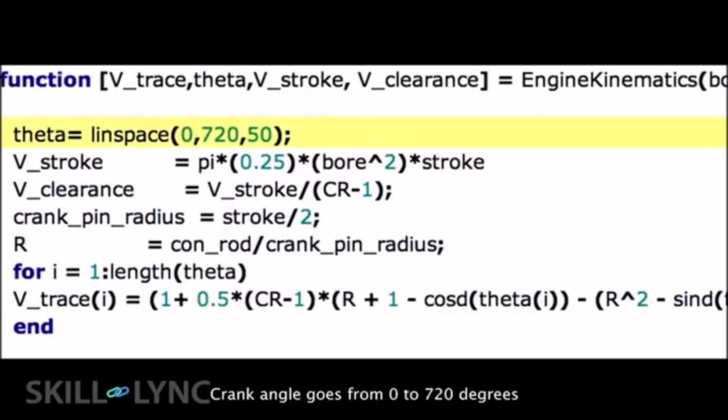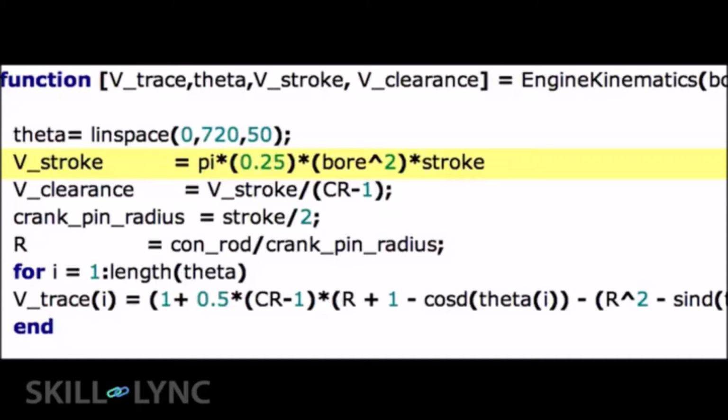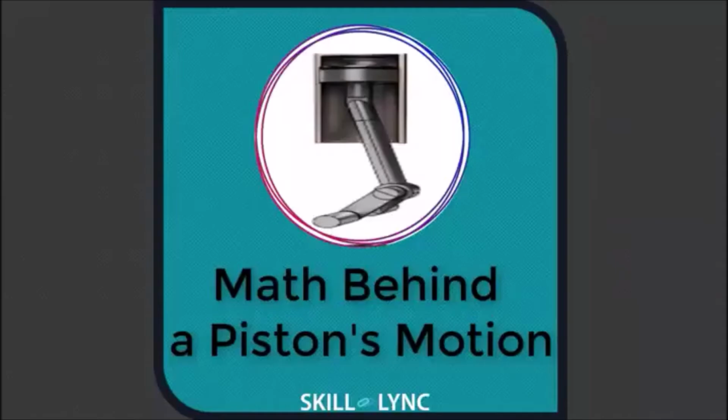We first define an array to store the crank angle, after which we calculate some basic quantities which we are all familiar with. The stroke volume is basically the volume of a cylinder. The clearance volume is calculated from the stroke volume and the compression ratio. The crank pin radius is half of the stroke length. And finally, we define a constant R, which is the ratio of connecting rod length.